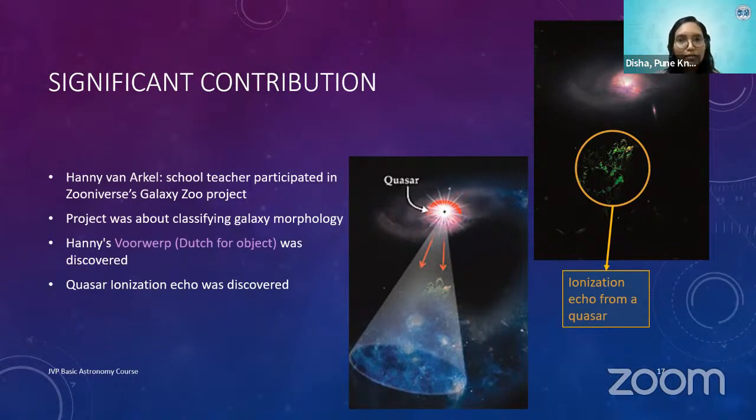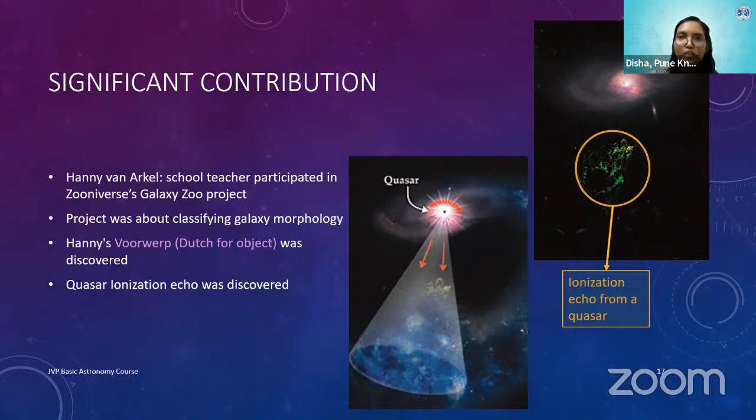While participating in such a project, there was a school teacher from the Netherlands, Hanny van Arkel, who was going through such galaxy data. She was looking at a galaxy and saw a weird green illuminated feature just below it. In the unlisted features box for the Galaxy Zoo project, she typed that there is a woowerp below the galaxy. Woowerp is Dutch for object. She was trying to say that she didn't understand what it was, but there was something unusual in this image.